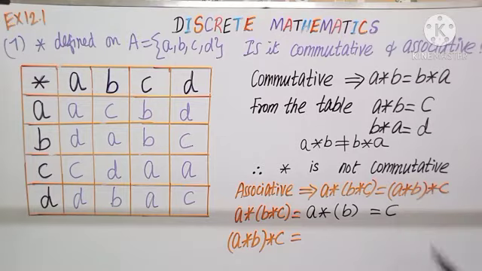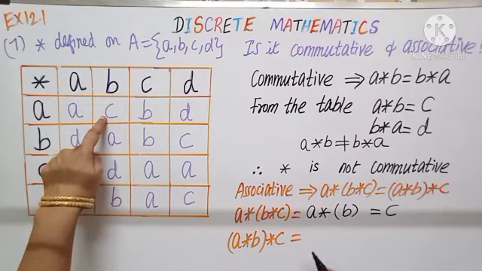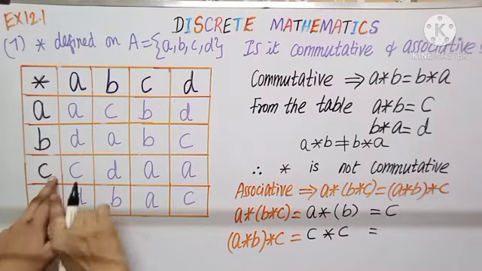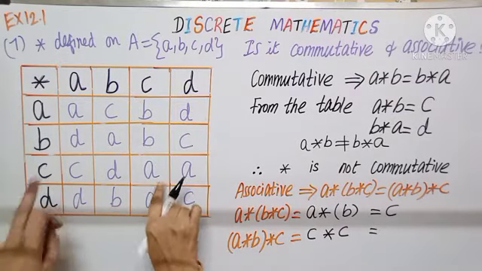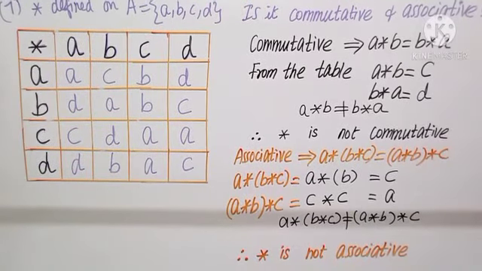Try with the RHS now. First I will do A star B. A star B, the answer is C. Then star C. C star C, the answer is A. Are they equal? No. So we will write (A star B) star C is not equal to A star (B star C), and therefore star is not associative.